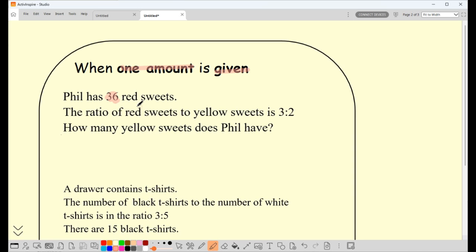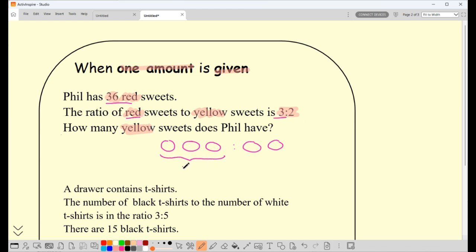So once again, you're sharing a ratio. An amount has been shared into a ratio, so 36 has been shared into 3 to 2, but you are told that there are 36 red sweets. Remember, it's the left-hand side of the ratio that represents the red sweets, the 3 part. Once again, draw it out. If you struggle with ratio, draw this out.